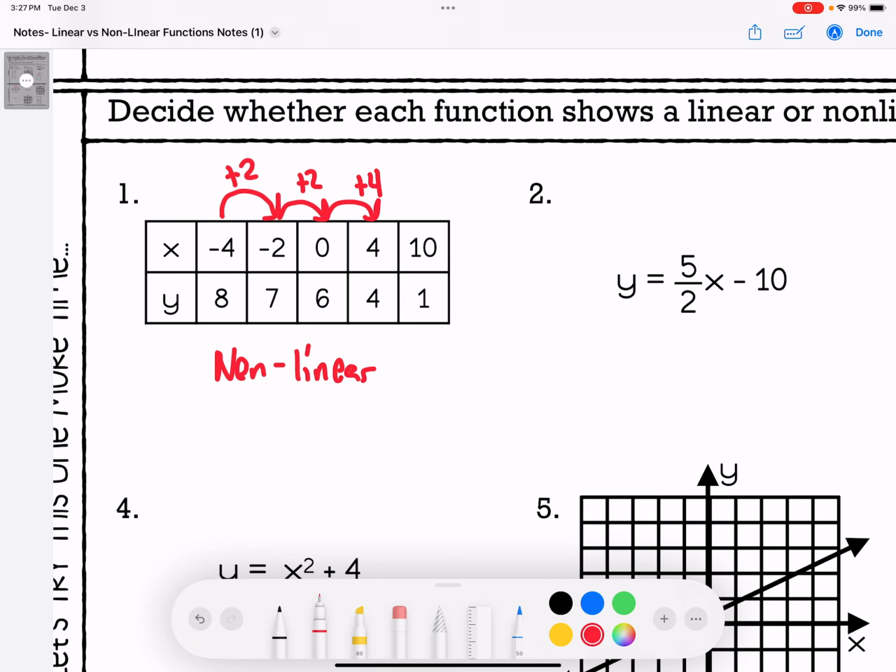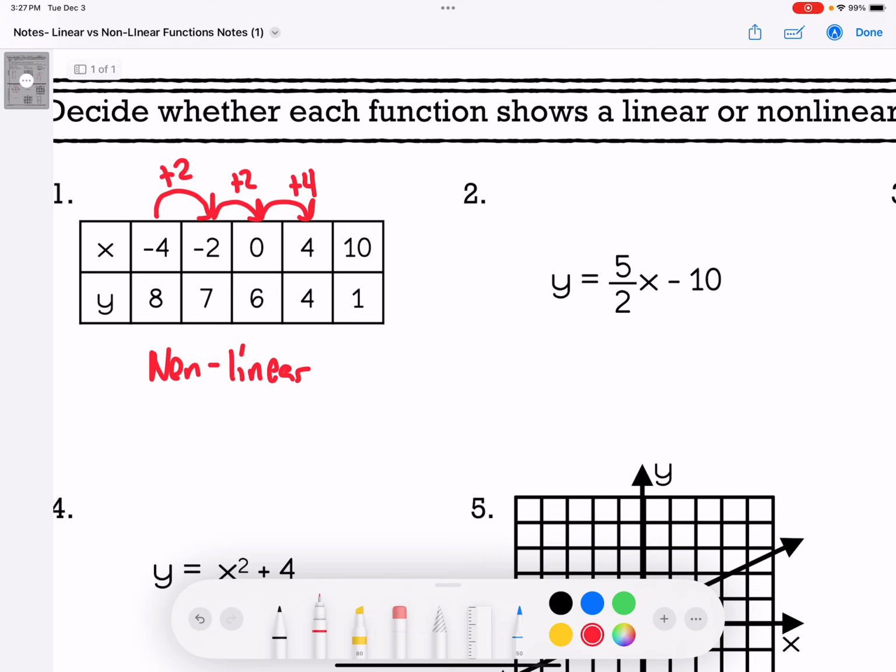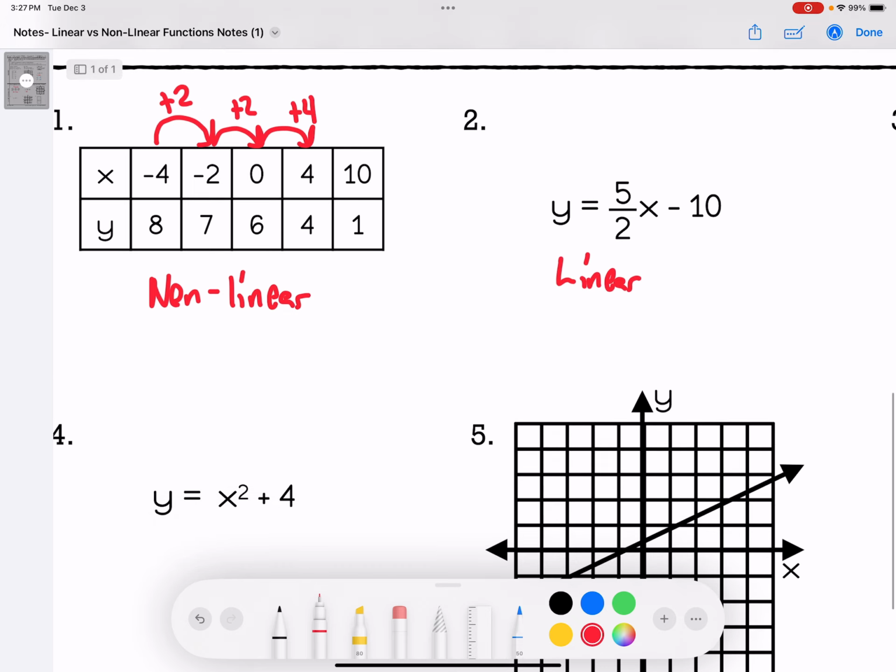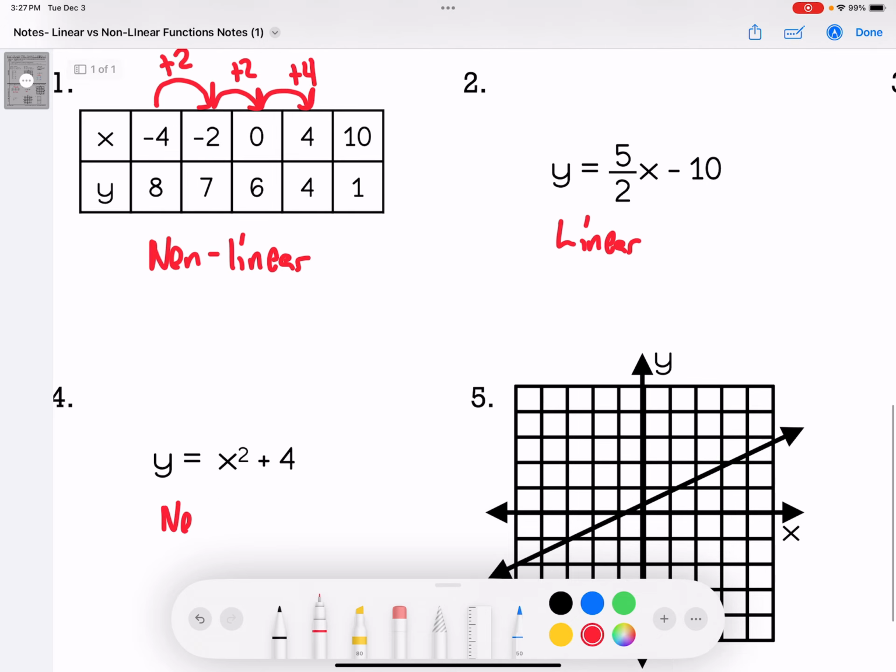Okay. Then on number 2, it's just plain old x and plain old y. There's no exponents or anything like that. So this is linear. Okay. On the contrary, I'm going to jump to number 4. Notice that the x has an exponent of 2. This is nonlinear.